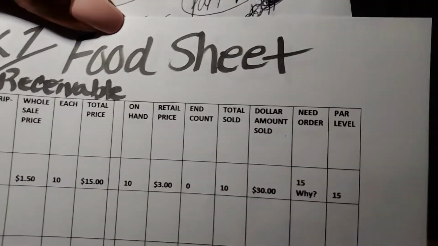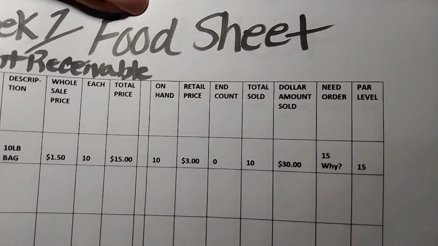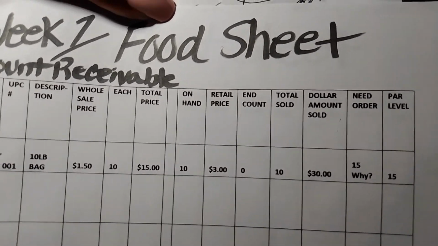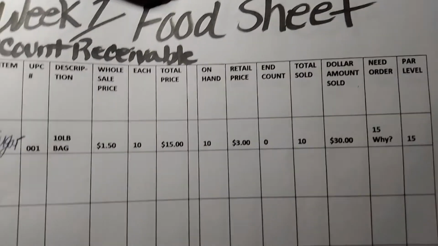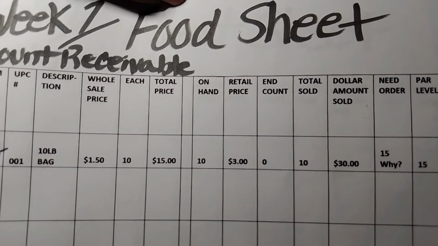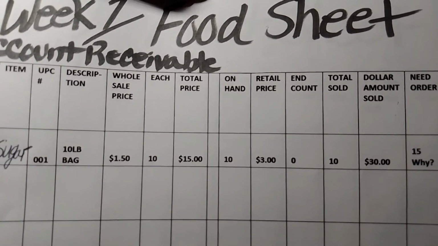Okay? And at the top, you're going to see it has food sheet. And you're always going to put week 1 there at the corner left of your sheets, because this is week 1 that we're working in. So you're always going to make sure you put week 1 at the top of it. Okay? So that was your sugar.